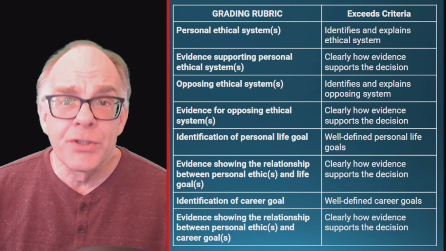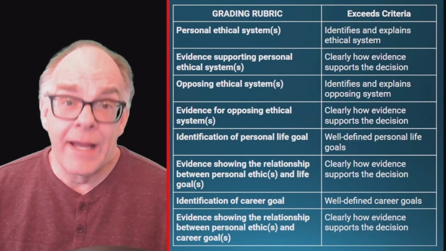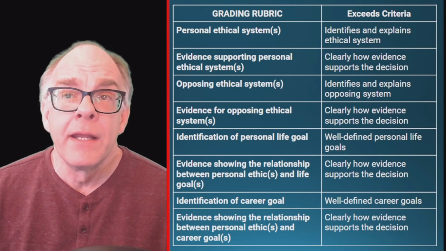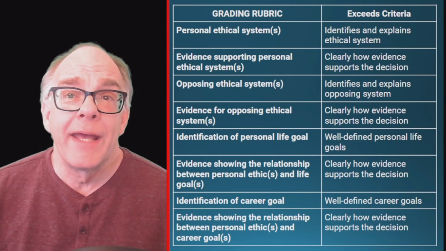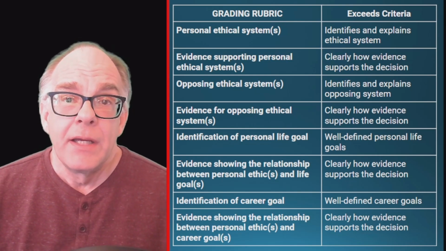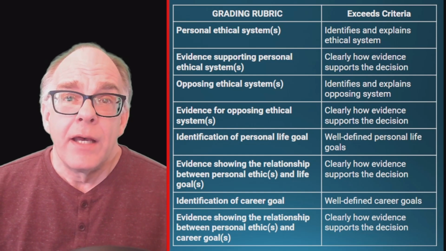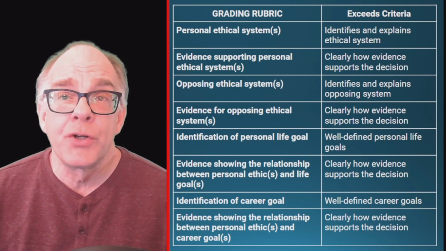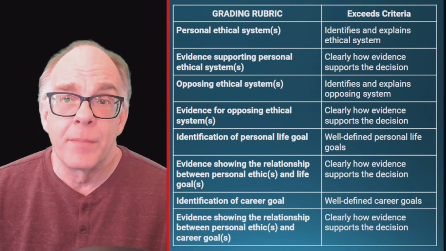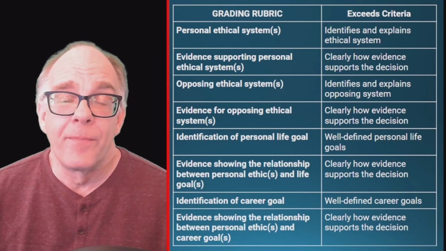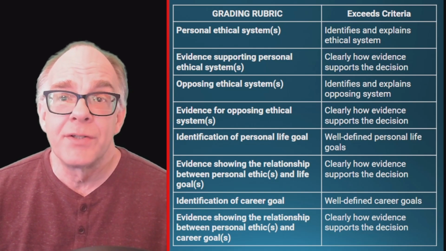And so for the personal ethical system, the ethical systems that are in alignment with your viewpoints and perspective and personality, what I'm looking for is that you can identify and explain those ethical system or systems. Now, as I indicated, what is the evidence supporting that decision? The evidence supporting your choice of that personal ethical system. I'm looking for you to provide evidence or examples from your life that support that decision.